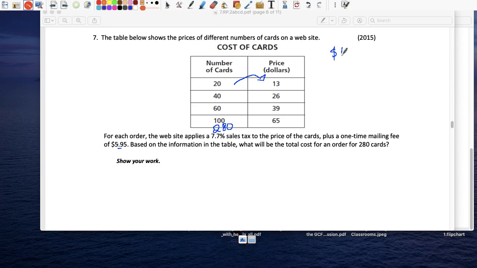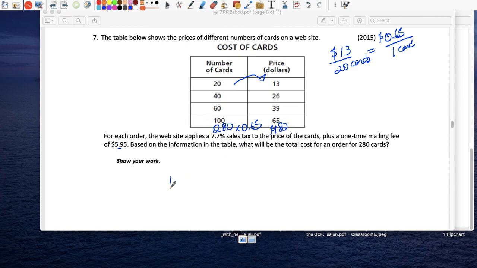So it's $13 for 20 cards. Let's find the unit rate. So the unit rate for one card, how much is one card? Well, if you divide 13 divided by 20, it's 65 cents per card. So if you buy 280, multiply that by 0.65, and you get $182.